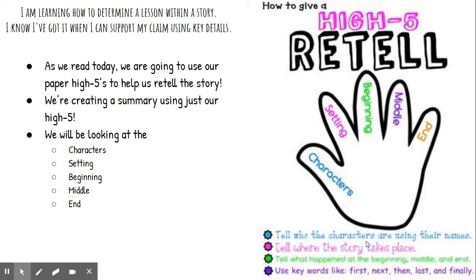As we read today, we are going to be using our paper high fives to help us retell the story. So we are creating a summary using just our high five. Isn't that so cool? As we're doing this, we are looking at who the characters are, where and when the setting is, and then what happens in the beginning, the middle, and the end.